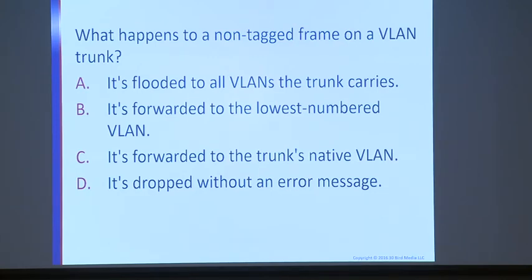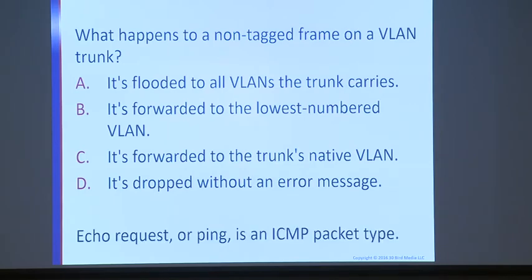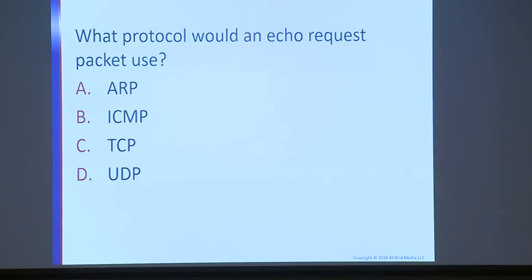If we're going to be using non-tagged frames, we're going to have what's called the native VLAN, which is on the trunk, and that's going to be for my non-tagged frames. So the answer to that one's going to be, you're going to be using the native trunk. I have no idea where that answer came from on their slides. It's not even there. It's not even an answer. But your answer is it's forwarded to the trunk's native VLAN, so that's going to be answer C.